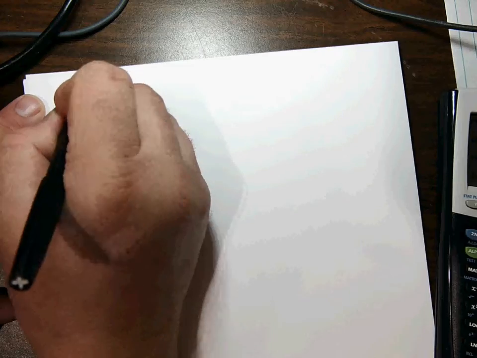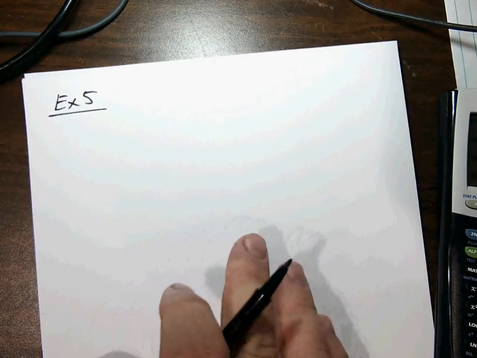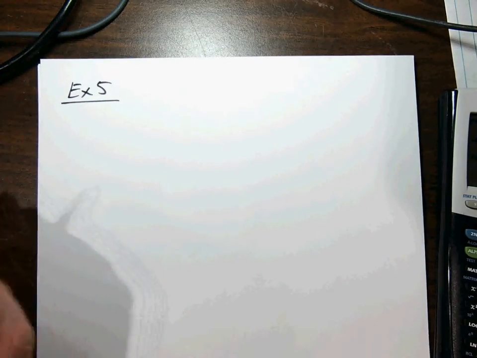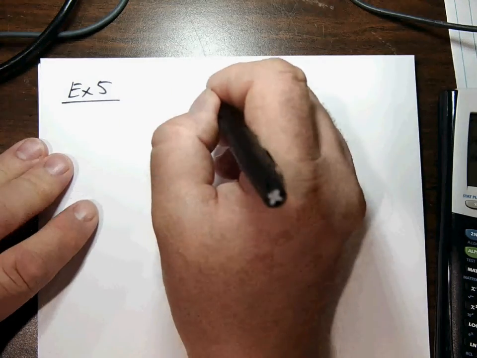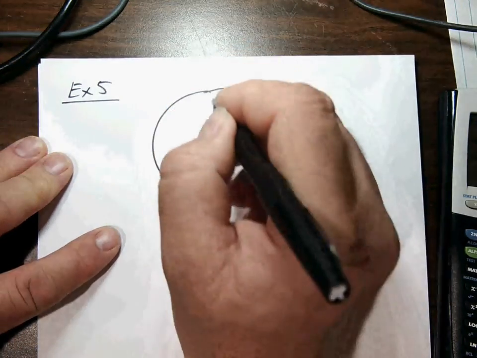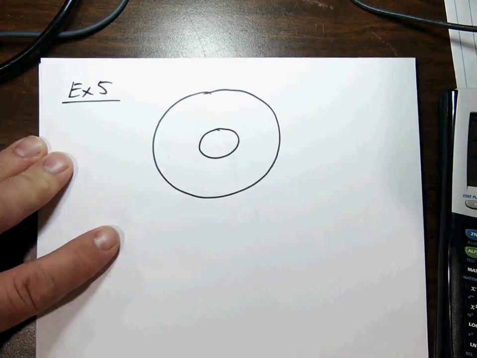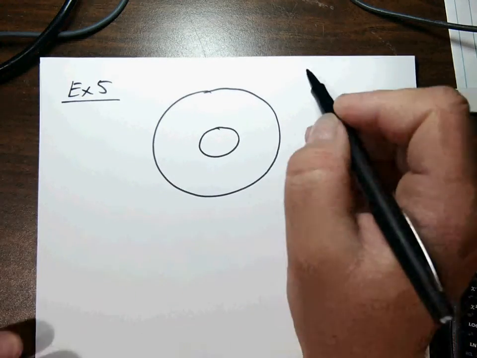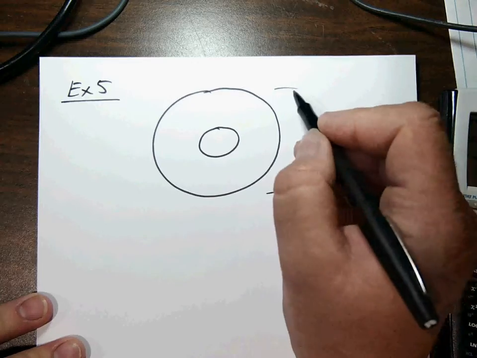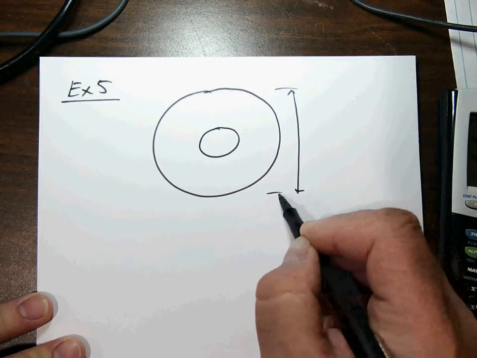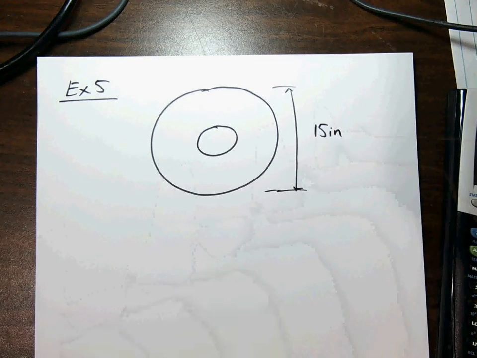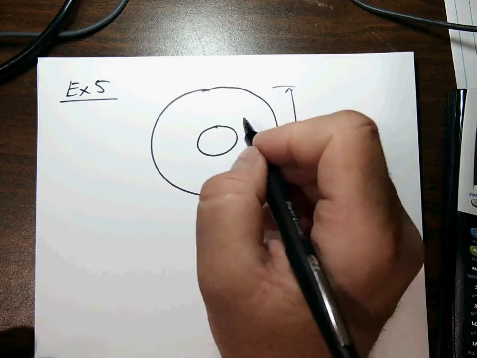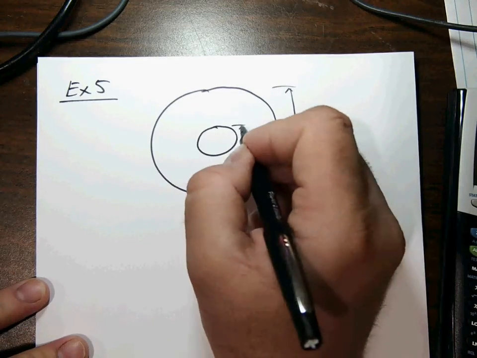So example 5. We've got a 15-inch diameter wheel, has a 3-inch hole in the middle. So we got some big old wheel here, and then we got a hole in the middle. Okay? So we know the big wheel here is 15-inch diameter. Remember Big Wheels? I'm dating myself. I remember Big Wheels. Okay, 15-inch diameter wheel, and then the little guy here is 3-inch diameter.